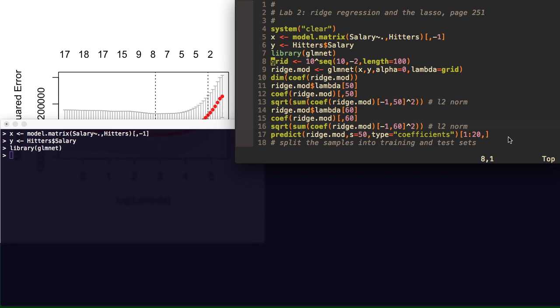Okay, and then we create this grid. It's just sequential. And then we create the model. ridge.mod is our ridge regression model, created with glmnet, giving X as the independent and Y as the dependent, and alpha equals 0, which we use when we do ridge regression. We'll switch this to alpha equals 1. We'll use the same function to do the lasso, just with alpha equals 1 instead of alpha equals 0.